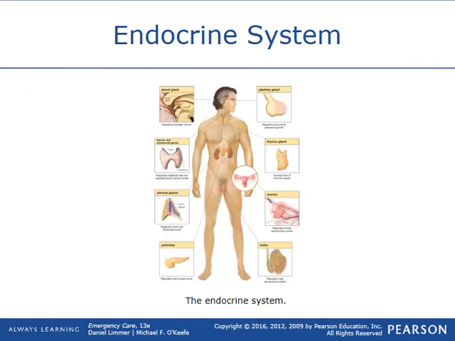Here's a diagram of the endocrine system that shows all the other glands. You've got the ovaries in females, testes in males, the pancreas, the adrenal glands, your thyroid gland, the pineal gland, pituitary gland, and the thymus gland.